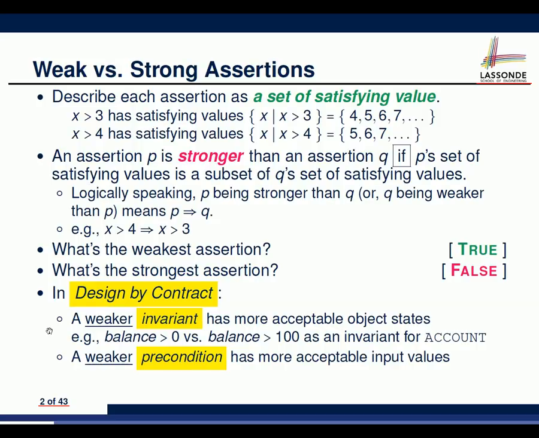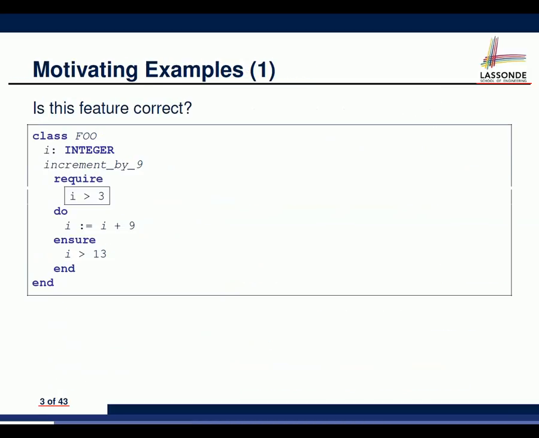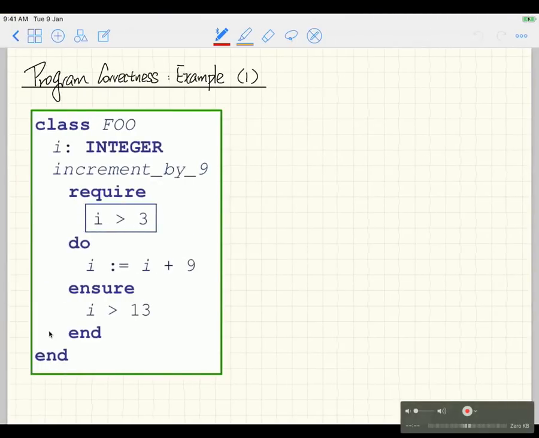Similarly, a weaker postcondition simply means the supplier can produce more possible output values. They're not so constrained to a particular set. So these are the concepts you want to get used to. Okay, so now let's do some examples, given that we know about weaker versus stronger.